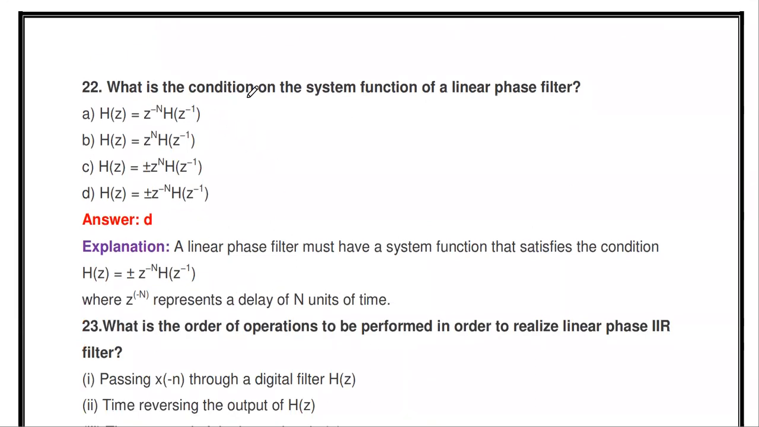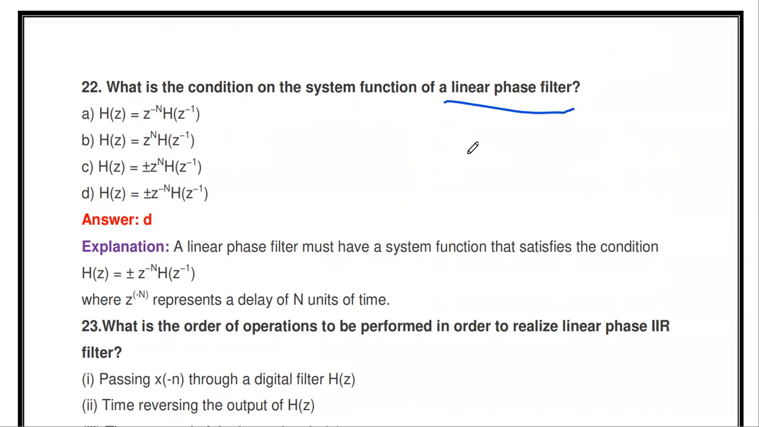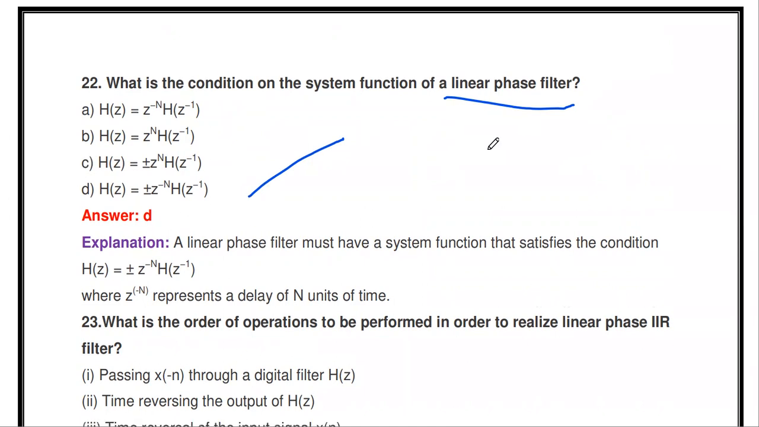Then the next one: what is the condition on the system function of a linear phase filter? In order to design a linear phase filter, what is the condition on the system function? If a system is a linear phase filter, the system function should satisfy this condition: H(z) is equal to plus or minus z power minus n into H(z inverse). If a system satisfies this condition, that system is a linear phase filter.